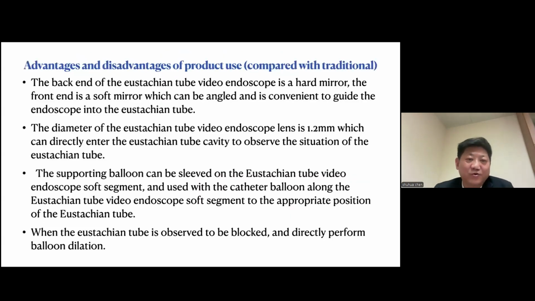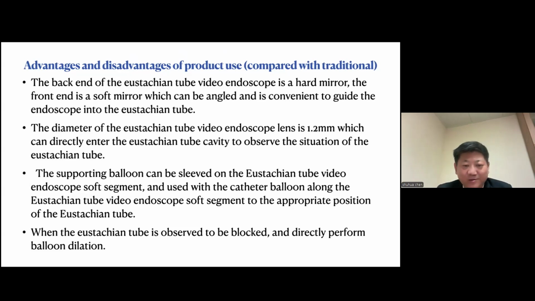The advantage of this product is that the back end of the eustachian tube video endoscope is a hard lens. The front end is a soft lens, which can be angled, and it connects to cut the endoscope into the eustachian tube. The diameter of the eustachian tube video endoscope lens is 1.02 millimeters, which can go directly into the eustachian tube cavities to observe the situation of the eustachian tube.